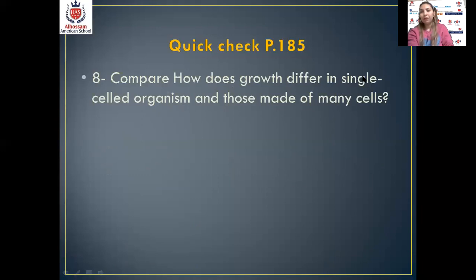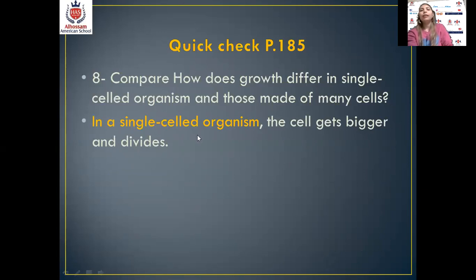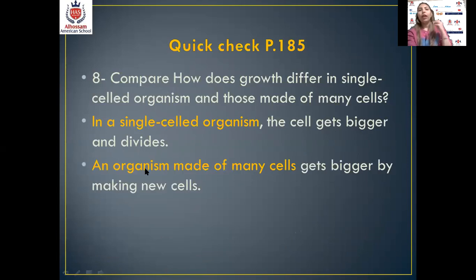In a single-celled organism, the cell gets bigger and divides to give a new organism. Okay, so as you said, in a single-celled organism, the cell gets bigger and divides, while an organism made of many cells gets bigger by making new cells.